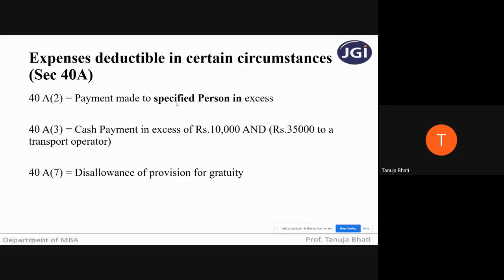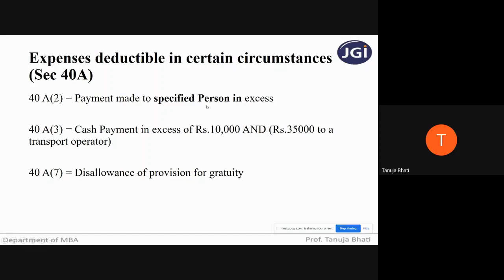Now I will explain you what is a specified person in detail. That is, a related person. Now in case of an individual, the related person will be the relative of the individual. In case of a firm, it will be the partner of the firm to whom you can pay excess. In case of a company, it may be a director of the company or a relative of the director to whom you are paying in excess. So this is the meaning of specified person.